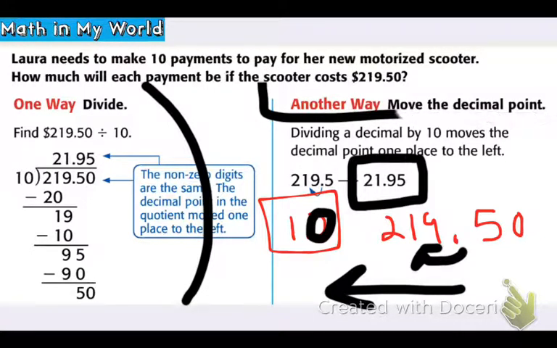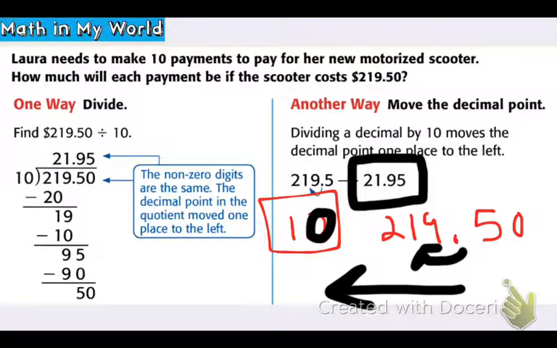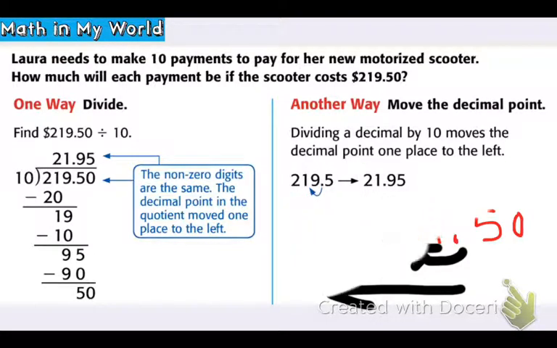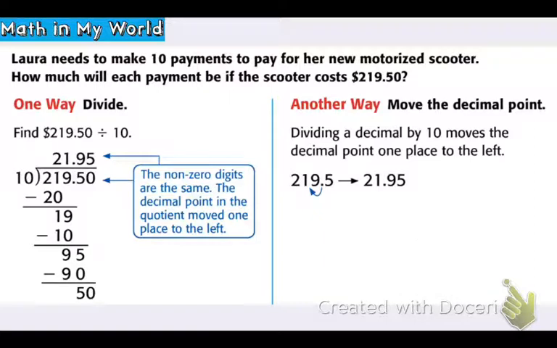If she pays $21.95 10 times, she will pay that vehicle off. So look, I solved that in my mind. And how did I solve it in my mind? Dividing a decimal by 10 moves the decimal point 1 place to the left.